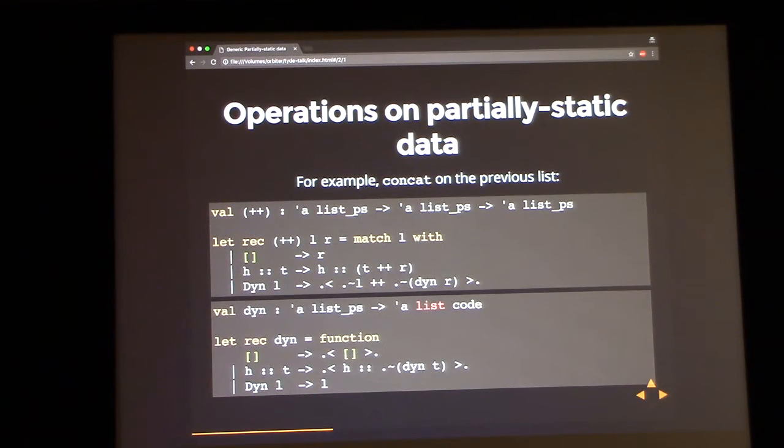We can do basic operations on data types transformed in this way. So for example, this is a version of concat, which pretty much does what you would expect it to do. When it hits the dynamic case, it lifts the entire right-hand side list into the future using the function dyn, and just produces a program which will do everything in the next stage. In the other two cases, it's pretty much concat.